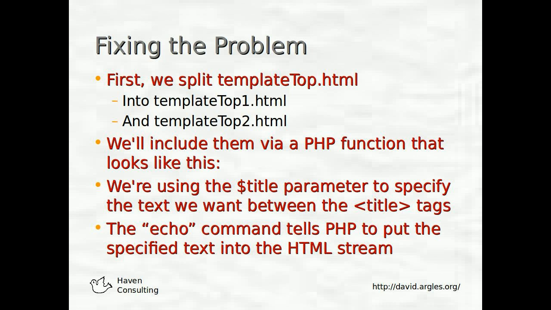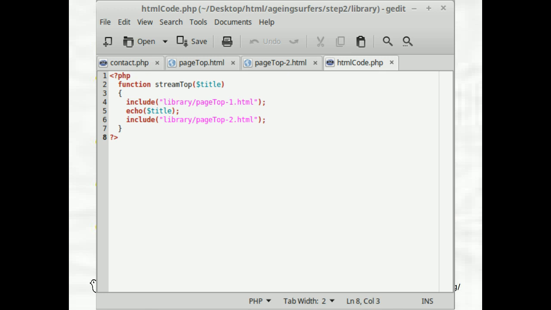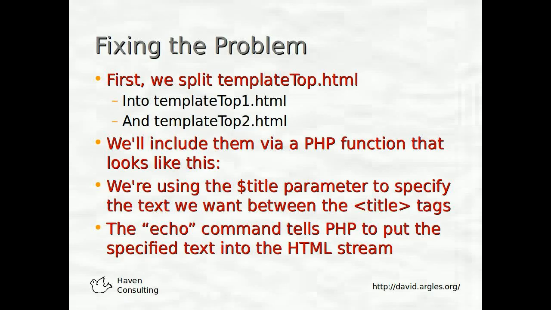We'll include them via a PHP function that looks like this. Now we're using the $title parameter to specify the text that we want to go between the title tags, and that's the bit that changes from page to page. As we go through the actual PHP function, we include the template top1.html, and then the echo command tells PHP to put the specified text into the HTML stream, and then we can include the template top2.html. So we've now put together the whole of the original template top.html with the correct text in between.